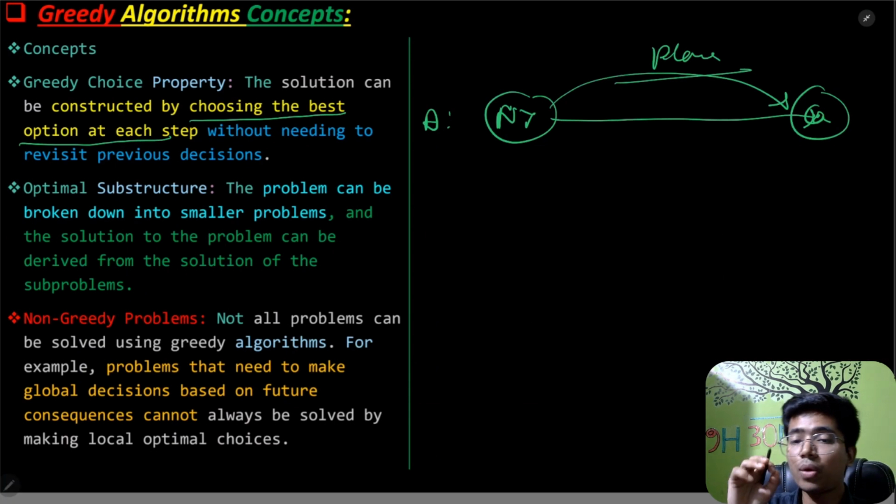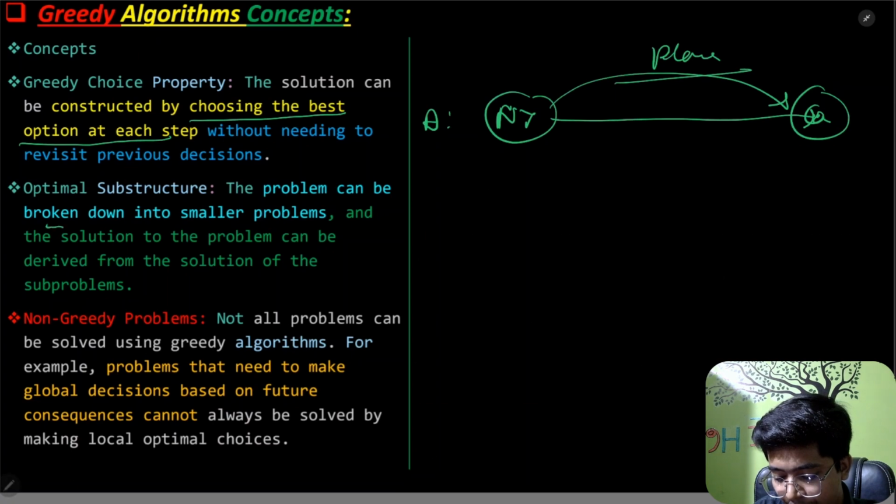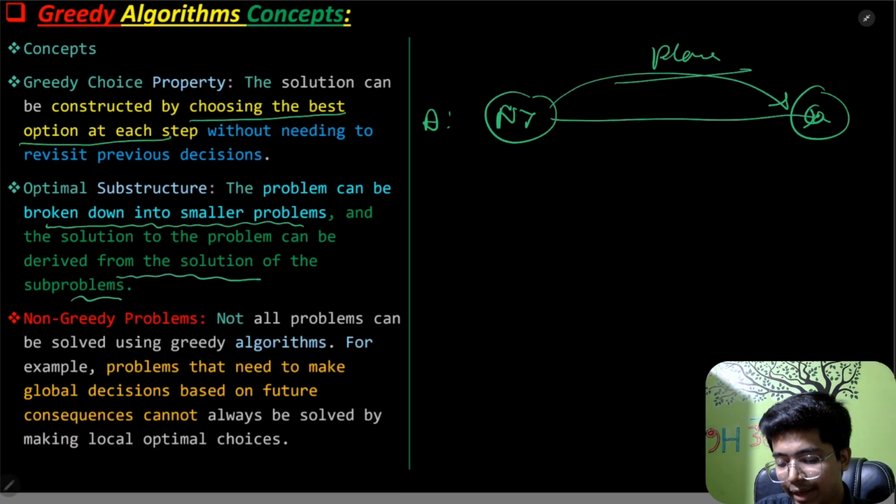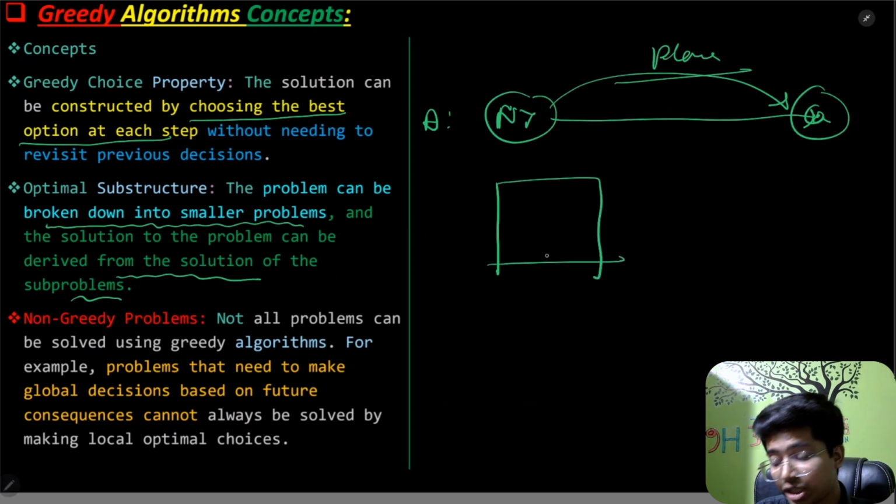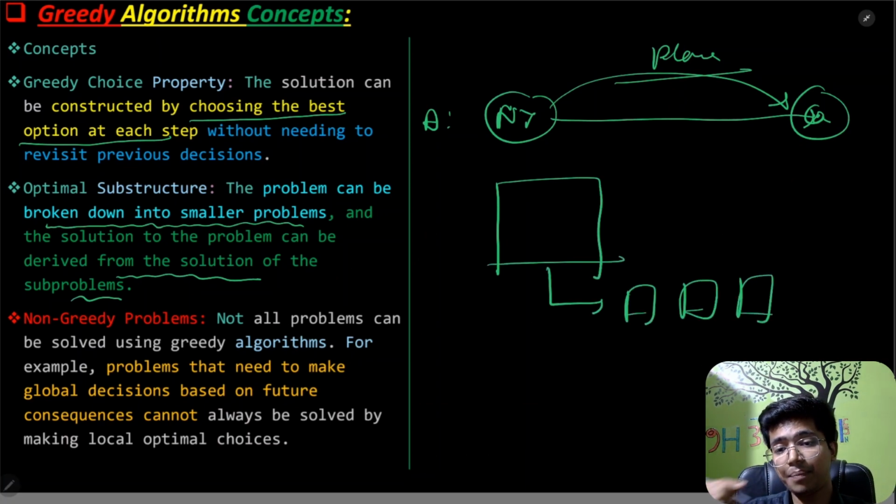Optimal substructure. As I told you, we always check whether we can reach optimality or not. The problem can be broken down into smaller problems, and we can derive the solution to the problem from those subproblems. That is, in a greedy algorithm we always break a larger problem into smaller problems, as we did step by step. We took a decision at every step, and that reached the final strategy.